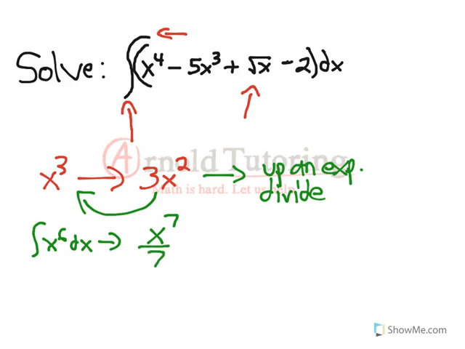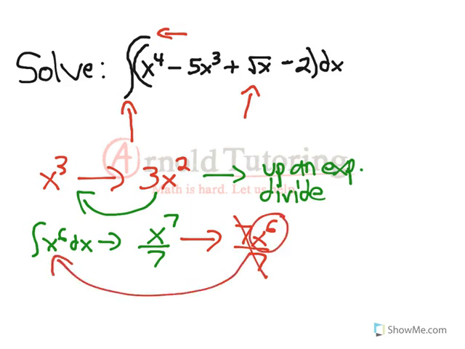This should make sense. You can always test your integration answers by taking the derivative of the answer. So the derivative of x to the 7 is 7x to the 6, and that 7 comes along down below. Those will cancel, and you get back to your x to the 6, which is right there. So let's take a look at how we do it for all of these different terms.